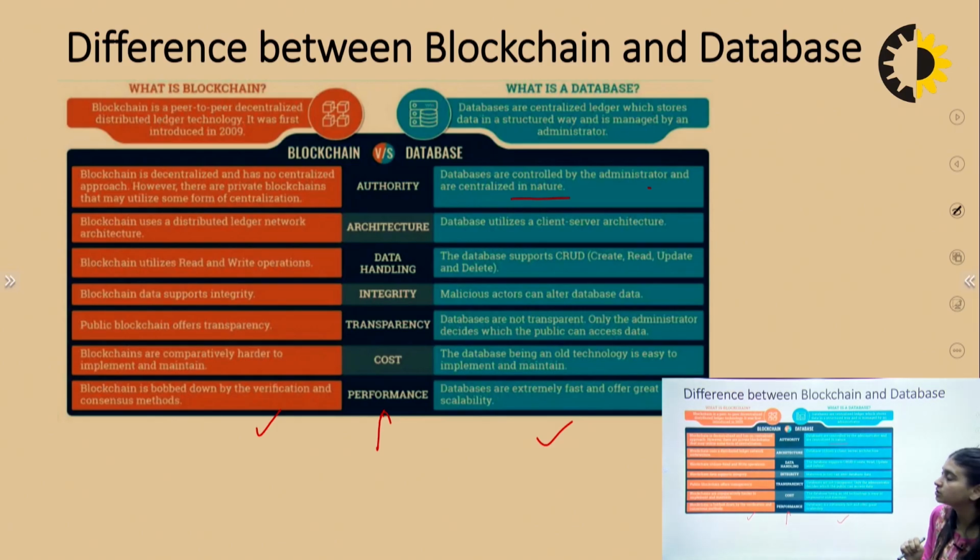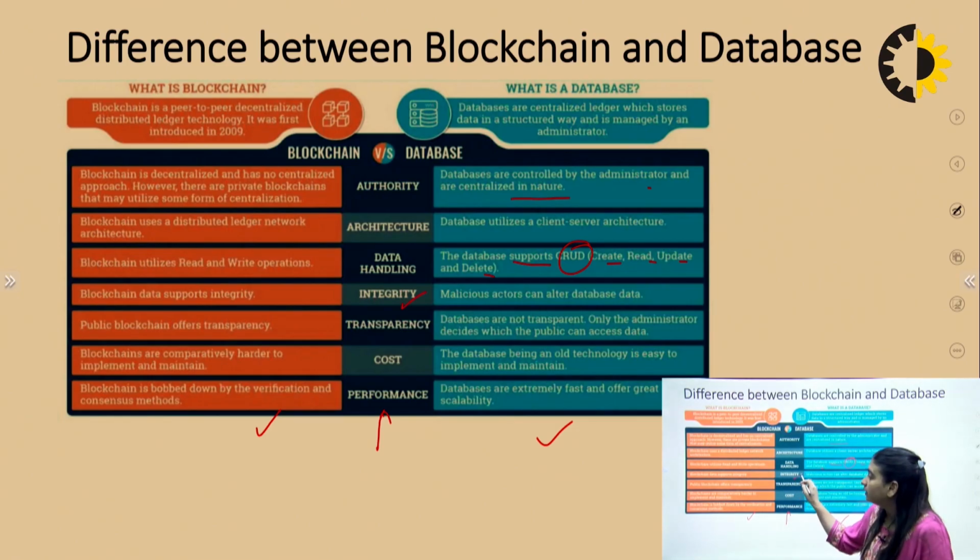Second is the architecture. Blockchain employs a distributed architecture, while the database simply uses the client and server architecture. The third factor is data handling. Blockchain utilizes read and write operations, while the database supports CRUD operations. It stands for create, read, update, and delete. I hope we need not discuss all these things. You can just write what sort of operations a particular technology or architecture is using.